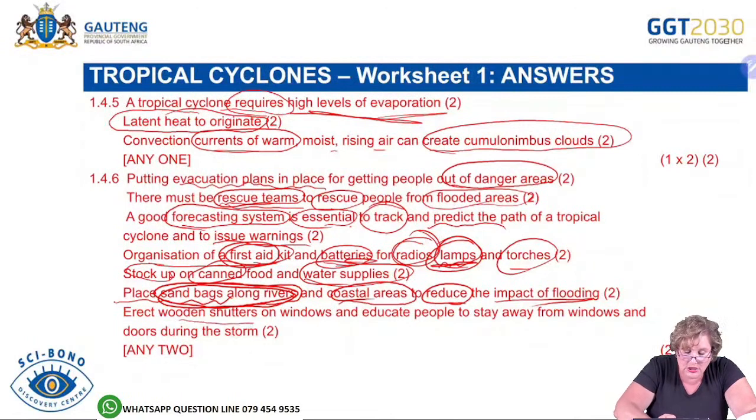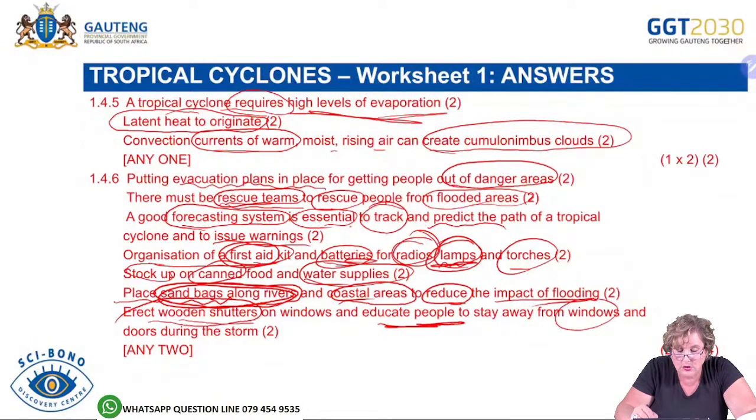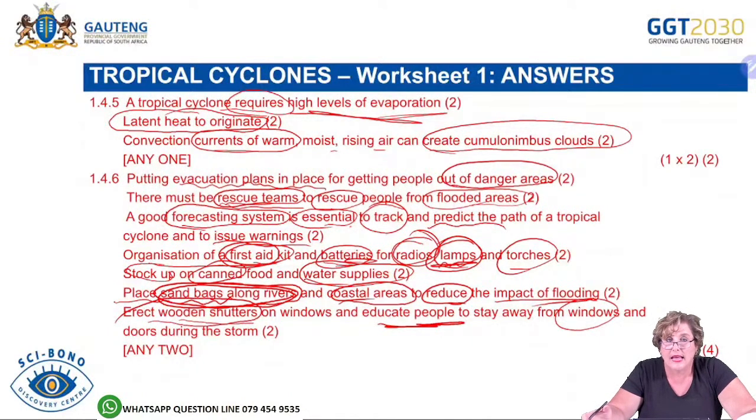Erect wooden shutters on windows. Erect wooden shutters, as that will last longer. And educate people to stay away from the windows and doors during a storm. Remember, those windows and doors can come open, and it can cause emergencies. People can get hurt because of the windows and the doors.